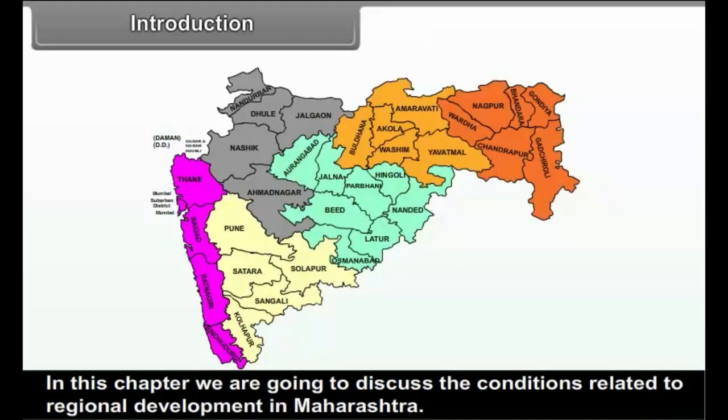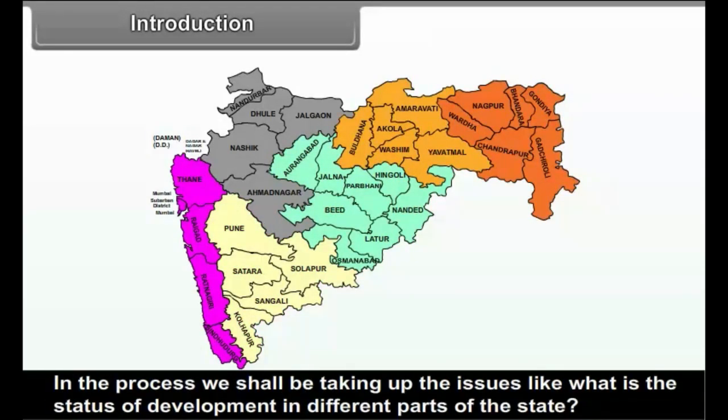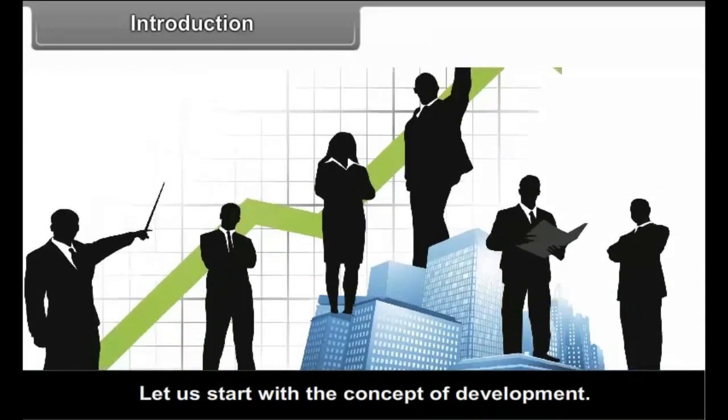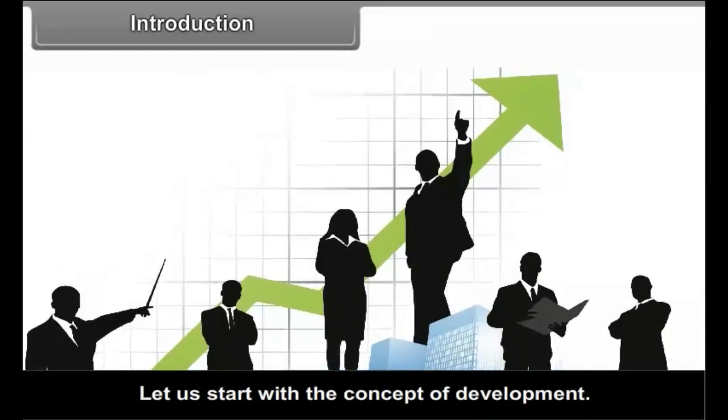In this chapter, we are going to discuss the conditions related to regional development in Maharashtra. In the process, we shall be taking up issues like what is the status of development in the different parts of the state? Why is it so? What factors are responsible for these conditions? Of course, before that, it is necessary to understand various concepts related to development. Let us start with the concept of development.